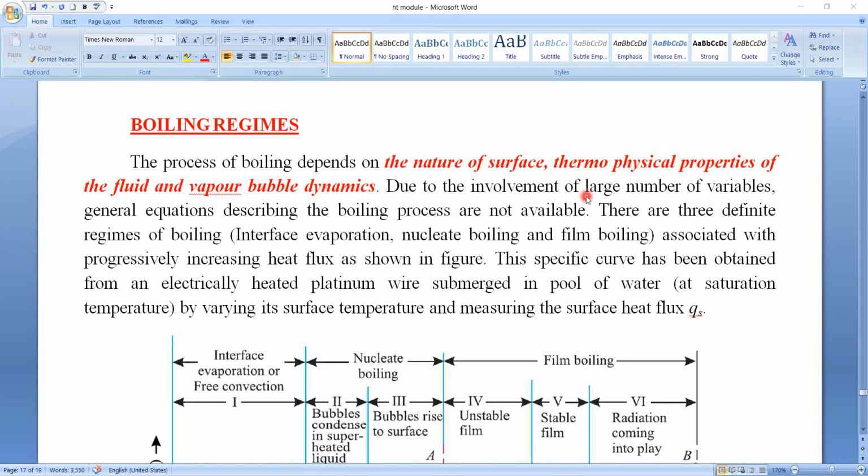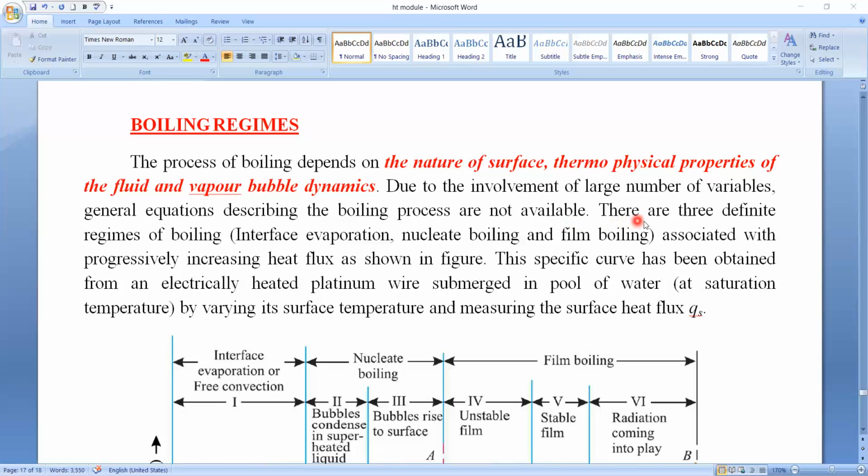Due to the involvement of a large number of variables, general equations describing the boiling process are not available, because the boiling process is very complex as it depends on various parameters, various thermophysical properties. Even it depends on the vapor bubble dynamics also. So it's very difficult to develop the relationship by using first principles. So the fundamental equations are not available for this purpose.